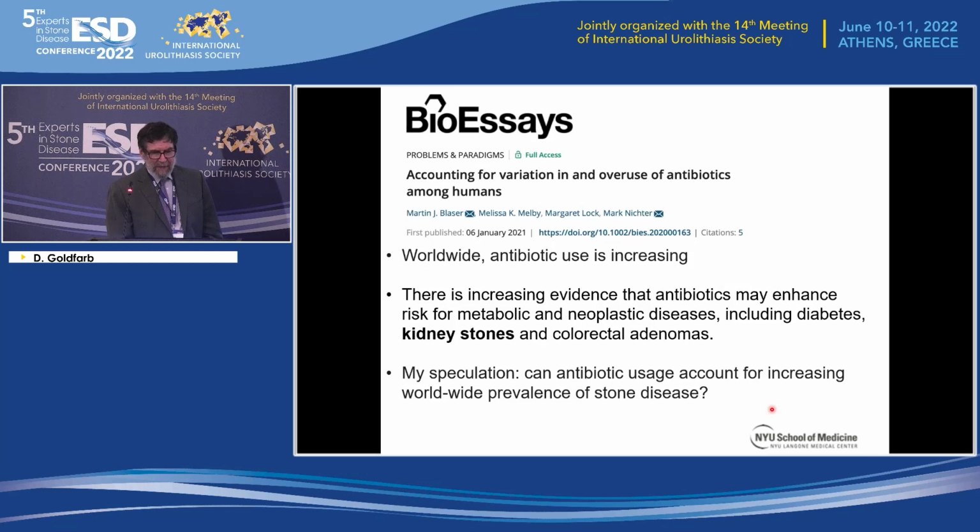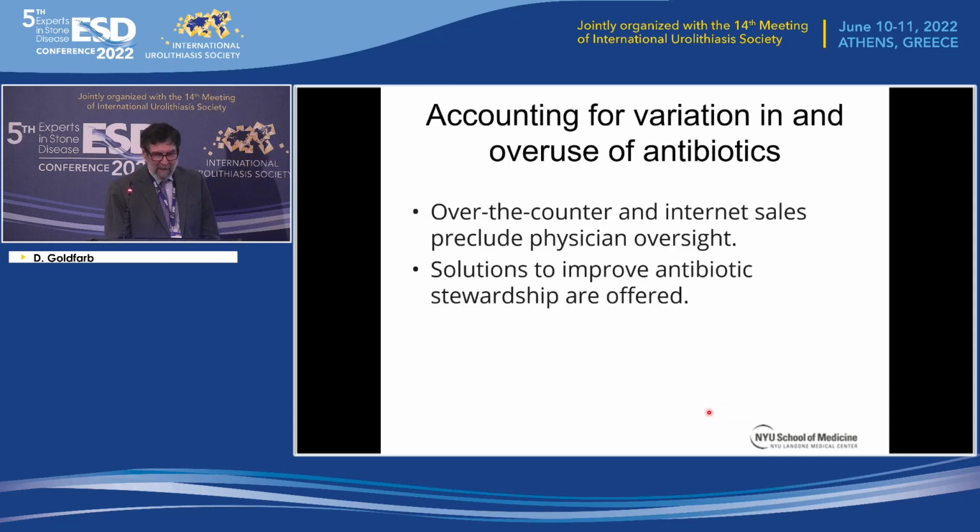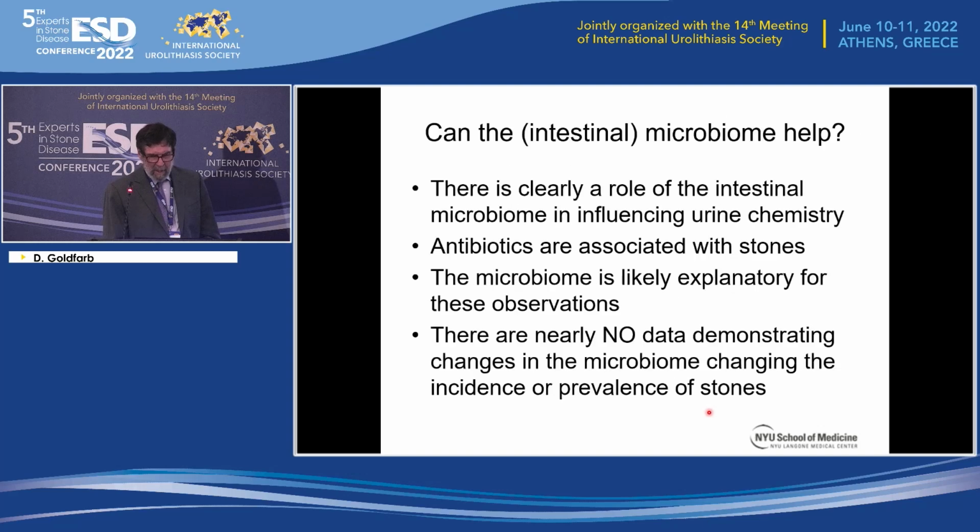I'll just point out that there's increasing evidence that antibiotics increase the risk for metabolic diseases and neoplastic diseases, as one of my mentors, Marty Blaser, pointed out. And so the question: can antibiotic usage account for the increasing worldwide prevalence of kidney stones? I think it's likely. Antibiotics are over-the-counter in many places and have very little oversight.